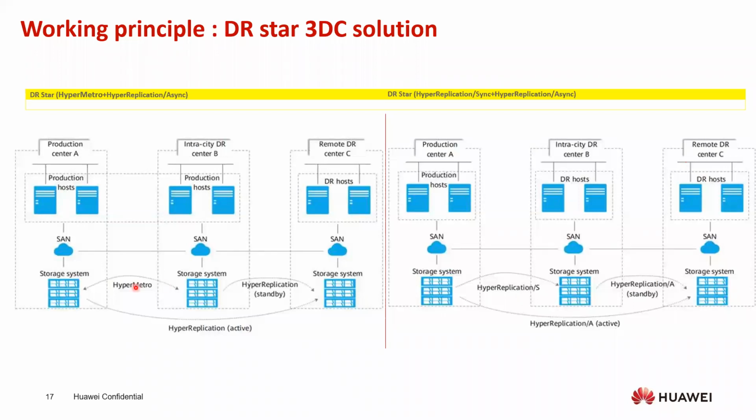And if we do not have a link supporting the hypermetro solution in active state, then we can choose our sync replication method, and this will synchronize the information of the data between the two sides, and then you can achieve this 3DC topology.